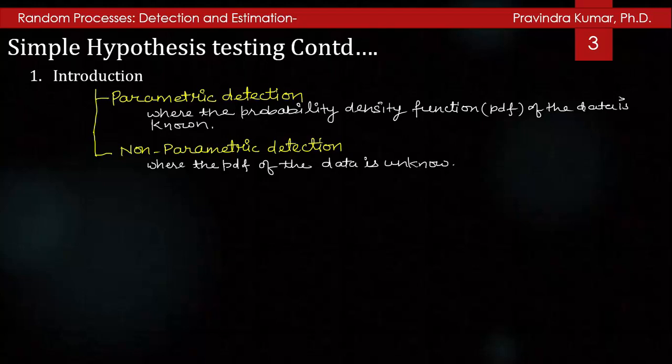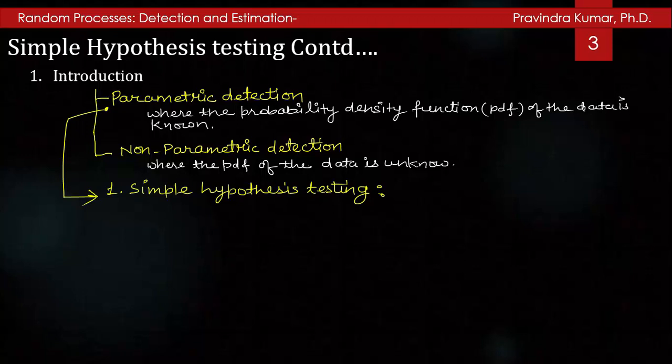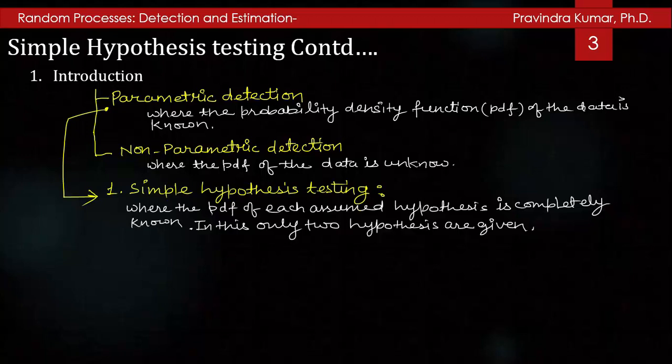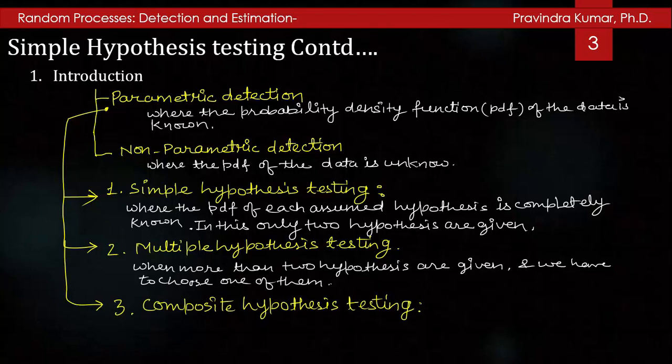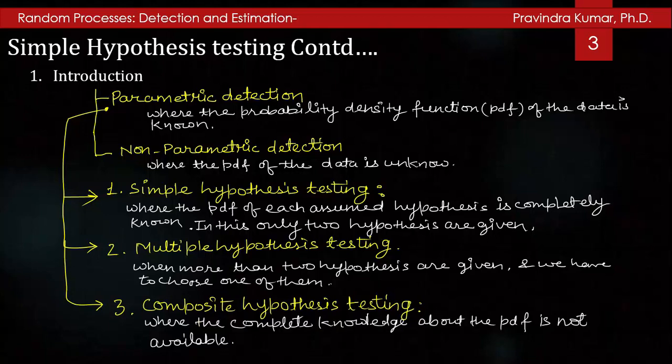The parametric detection can be of three types. First is simple hypothesis testing, where the PDF of each assumed hypothesis is completely known. In this, only two hypotheses are given. The second is multiple hypothesis testing, where more than two hypotheses are given and we have to choose one of them. And the third is composite hypothesis testing, where complete knowledge about the PDF of the hypothesis is not available.